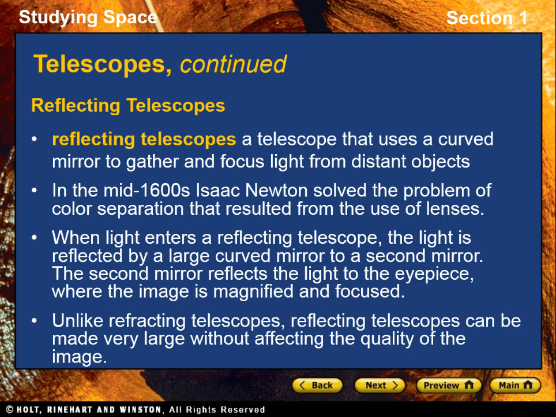Unlike objective lenses in refracting telescopes, mirrors in reflecting telescopes can be made very large without affecting the quality of the image. Thus, reflecting telescopes can be much larger and can gather more light than refracting telescopes can. The largest reflecting telescopes are a pair called the Keck telescopes in Hawaii. Each telescope is 10 meters in diameter. Astronomers are tentatively planning to build an OWL, which stands for Overwhelmingly Large Telescope. That would be 100 meters in diameter.